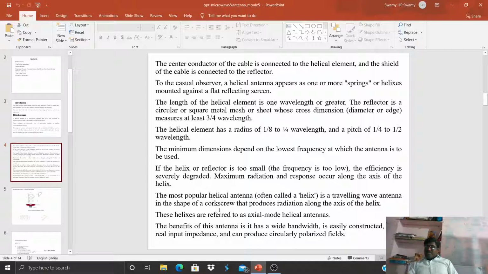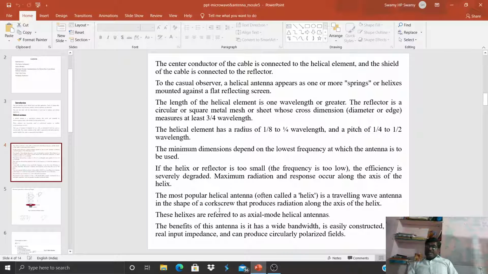The minimum dimensions depend on the lowest frequency at which the antenna is to be used. The lowest dimensions of the helical antenna depend on the lowest frequency. The lower the frequency you are going to use your helical antenna for, the larger its dimensions will become. So if the helix or reflector is too small, what will happen?